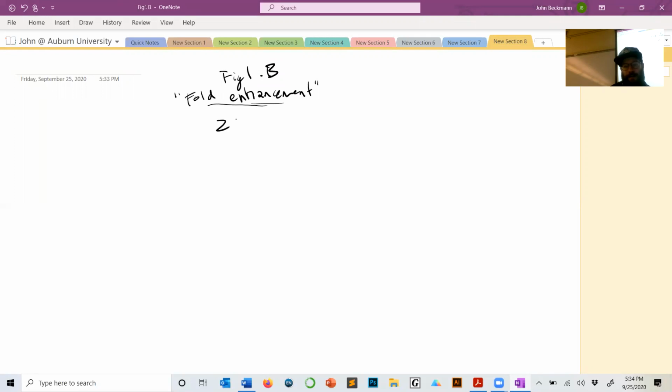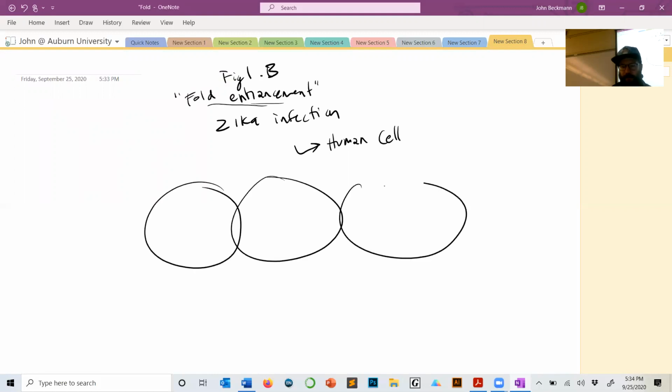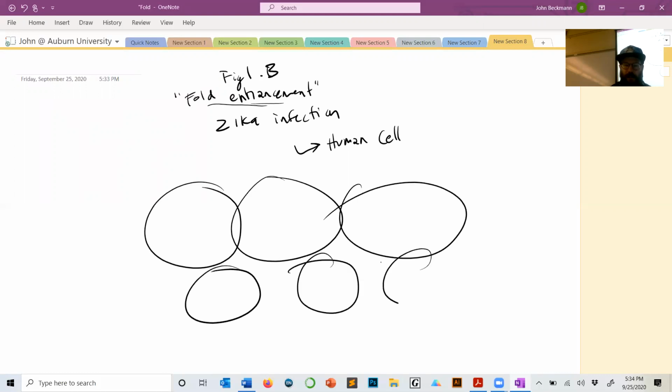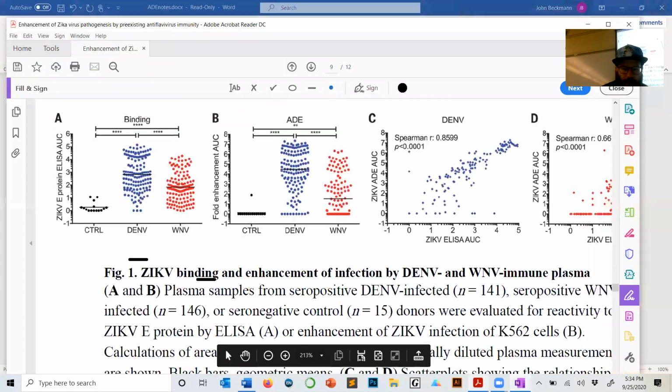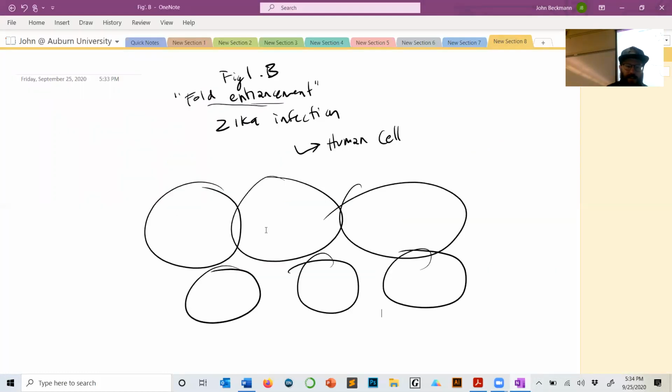Yes, Zika infection. In what type of cell? Human cells. Some strange number, but yeah, human cells. So they have human cell culture. So imagine this is a culture of human cells, okay? And what they do is they take virions. So step one, take Zika virions. You should know what I mean when I say virions. It's an infectious particle of Zika virus.